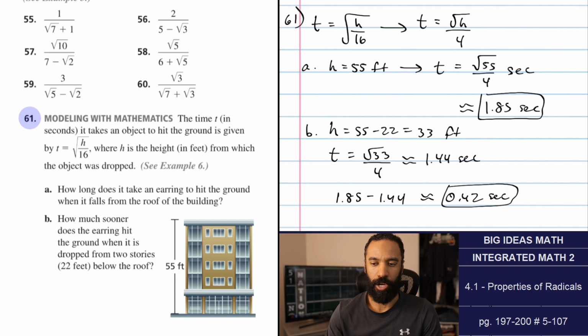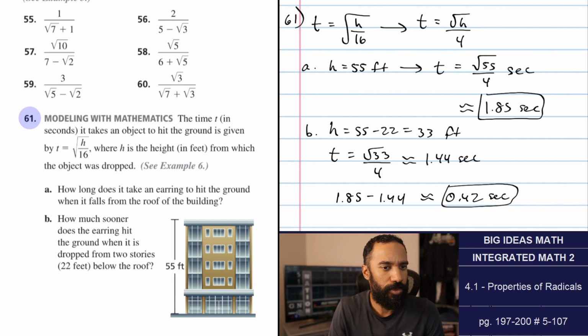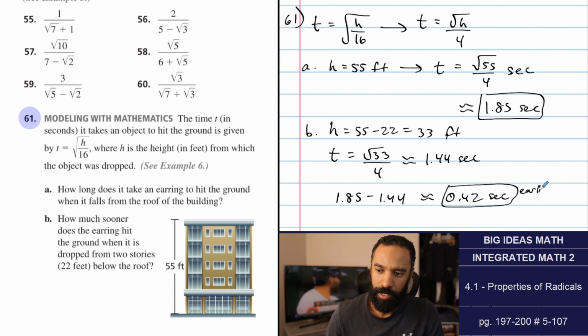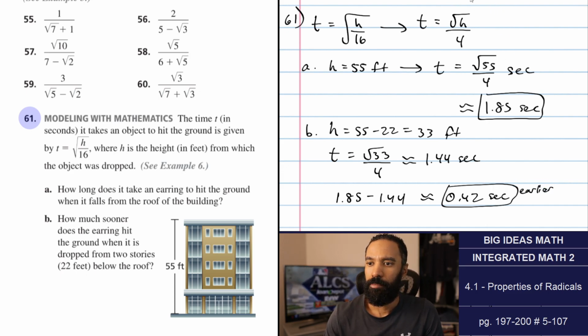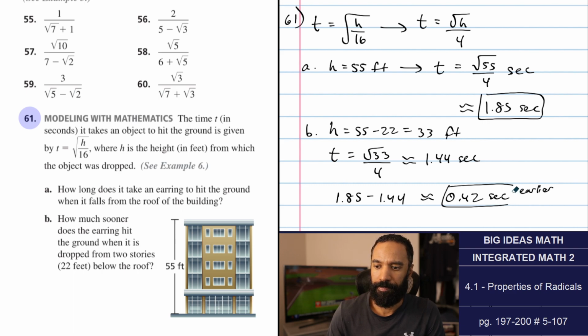So that's why rounding early is never a thing that you want to do. Remember, this was 0.44 rounded right there, but it's not quite exact. With that in mind, 0.42 seconds is my go-to. Is that the question? How much sooner does the earring hit the ground? 0.42 seconds earlier? Because of the nature of what we're doing on the problem. Okay. That was all of number 61.